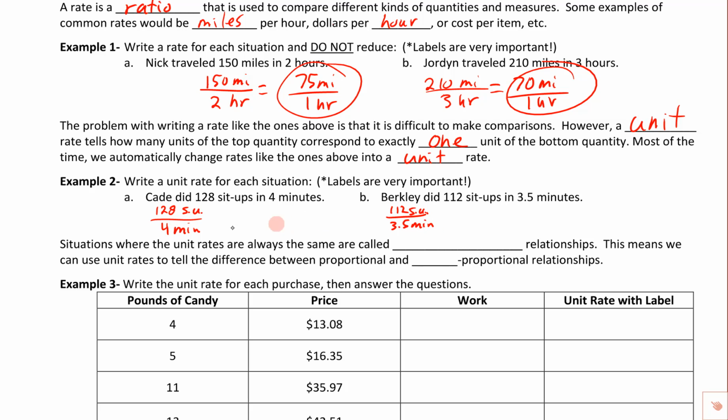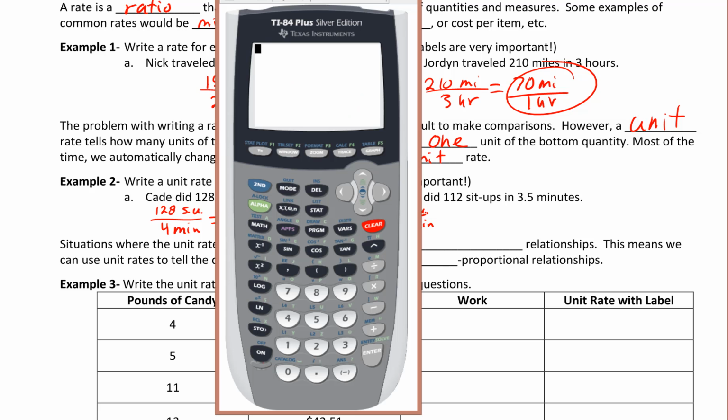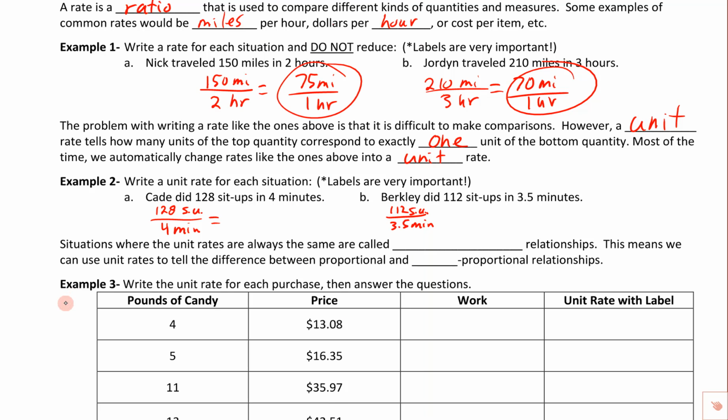Now again, it's hard to tell who was doing more sit-ups per minute. So that's what we're going to do here. We're going to change this into a unit rate. So I'm going to grab the calculator. I'm going to take the 128. And if you can take a guess at what this is in your head before you type it into the calculator, that would be awesome. So we're basically going to reduce this. We end up with 32. So 32 sit-ups per minute. And I can just write minute right there. If I wanted to write the 1, I could. Kind of reminds me that I've got a unit rate right here.